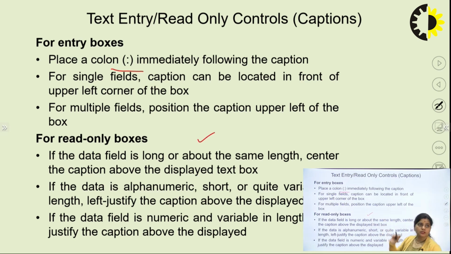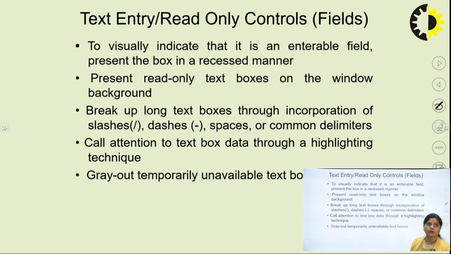For read-only boxes, what caption should be followed? If the data field is long or about the same length, then center the caption above the displayed text box. If the data is alphanumeric, then what do we have to do? We have to use short or equal variables in length and left justify the captions above the displayed box. If the data field is numerical and variable in length, then right justify the caption above the displayed box. So these are some rules or guidelines for captioning these kinds of controls.